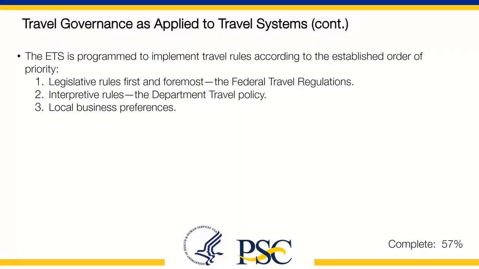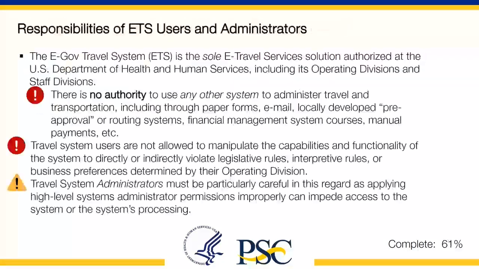Third, local business preferences. The eGov travel system, ETS, is the sole travel services solution authorized at the U.S. Department of Health and Human Services, including its operating divisions and staff divisions. There is no authority to use any other system to administer travel and transportation, including through paper forms, email, locally developed pre-approval or routing systems, financial management system courses, manual payments, etc.